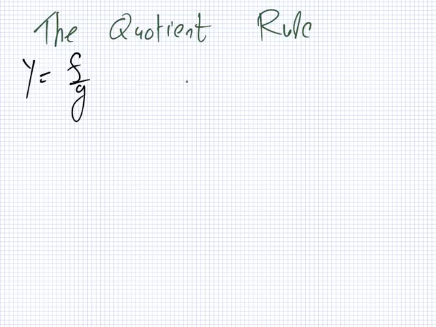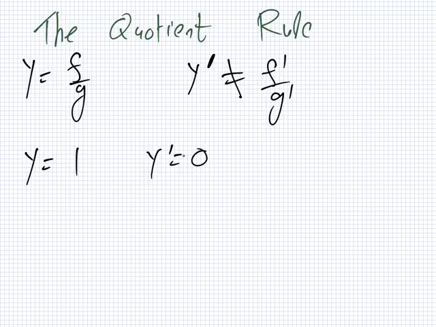And you can probably guess what I'm going to say first. The derivative is not f' over g'. Very good. So this is not what it is, but you're right. And let's look at a simple example to show it's not this. So for example, what's the derivative of 1? It should be 0, correct? 1 is the same as x over x, isn't it?